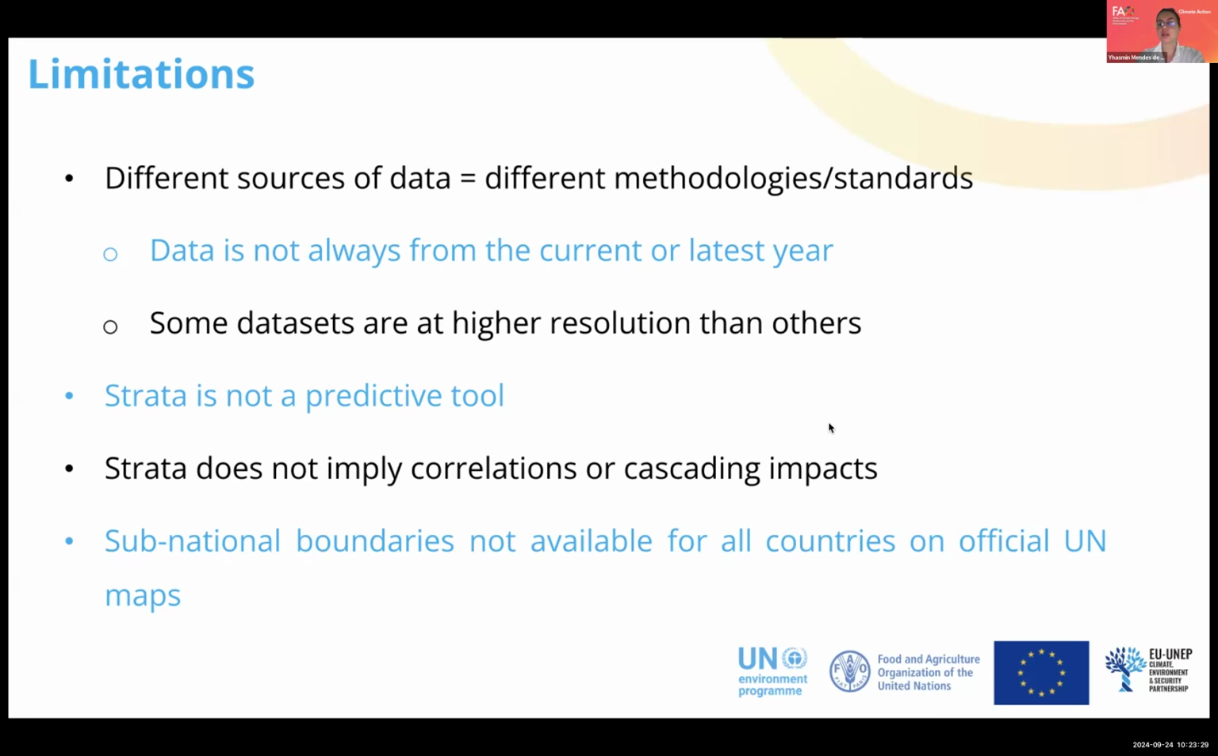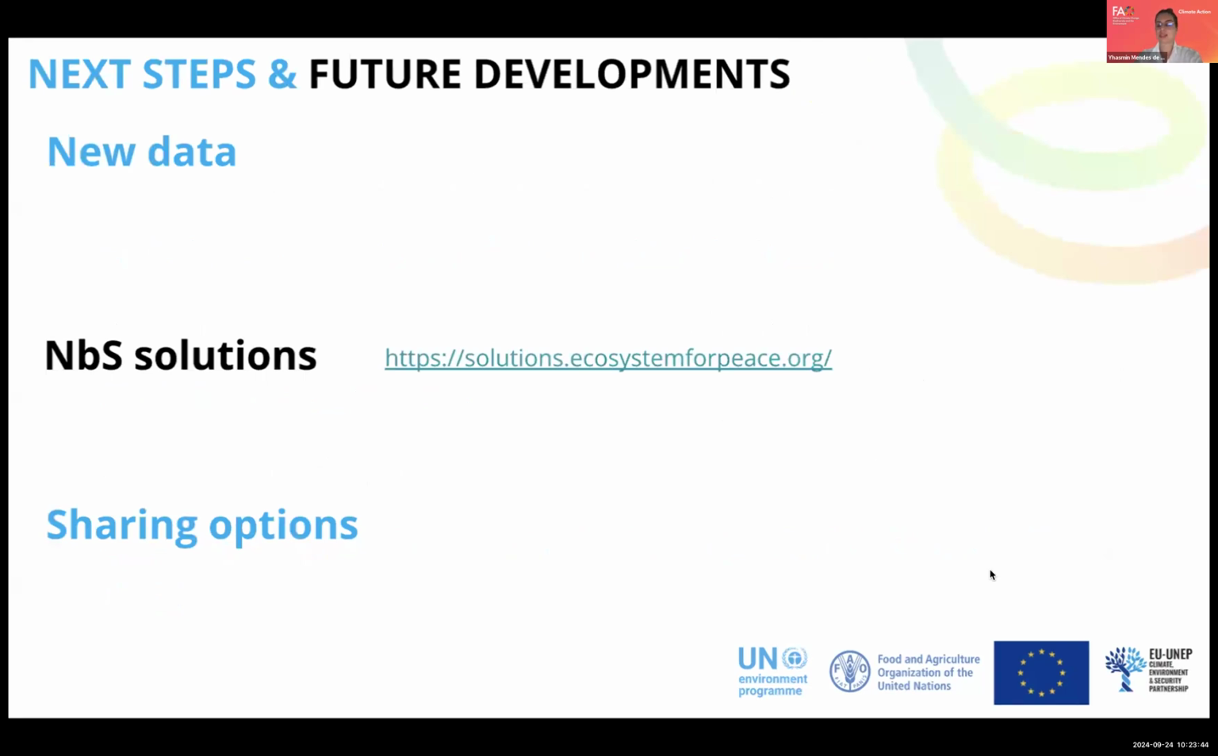Strata does not imply correlation or cascading impacts, which is important to consider, especially on the decision level when you use this data for analysis. And as I mentioned before, some countries do not have subnational boundaries with the UN maps. Okay, I think now, it's still me.